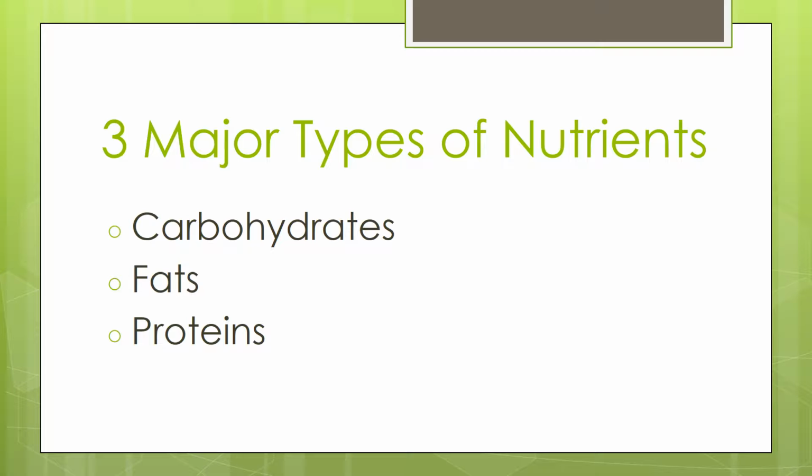There are three major macromolecules that are broken down in digestion: carbohydrates, fats, and proteins. Today we're going to explain some of the chemistry behind the breakdowns of these molecules, and hopefully you can learn a thing or two about organic chemistry in the meantime.